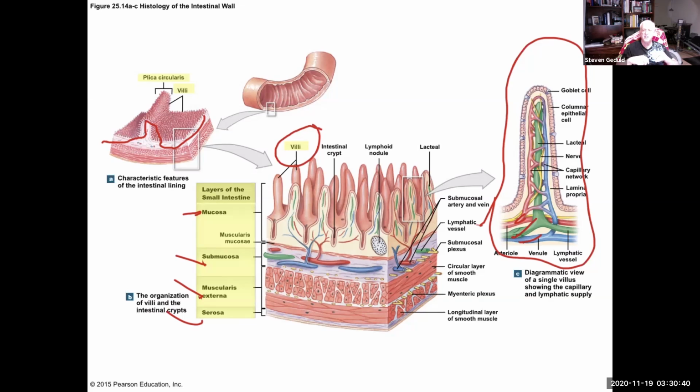Okay? And inside each plica, there's an artery, a vein, a nerve, and a lymphatic vessel. With small, I'll call lacteals. These lacteals are your small lymphatic vessels that extend into the plica.